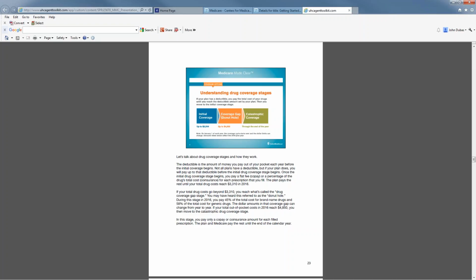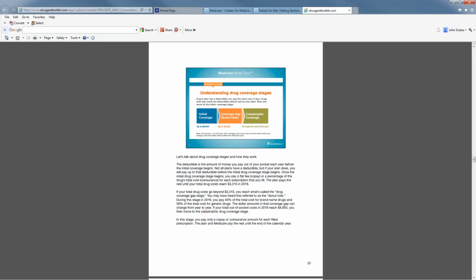Once that initial drug coverage stage begins, you pay a flat fee, a copayment, or a percentage of the drug's total cost, coinsurance, for each prescription that you fill. And the plan then pays the rest until your drug costs reach, in 2016, $3,310. If your drug costs go beyond $3,310, you reach what is called the drug coverage gap stage.